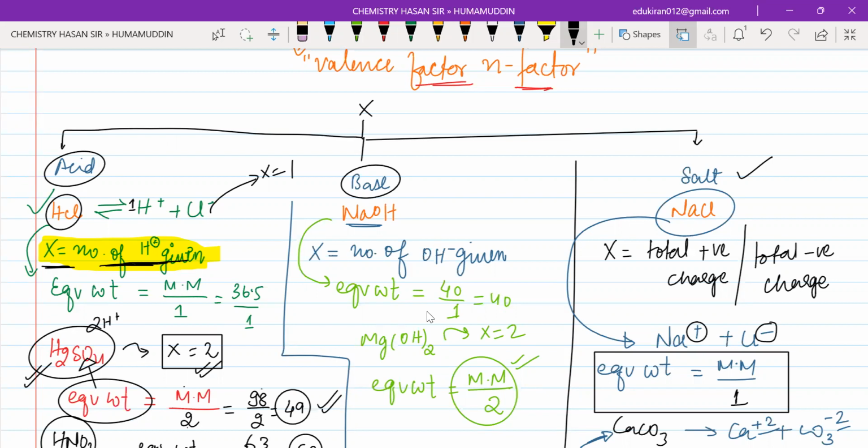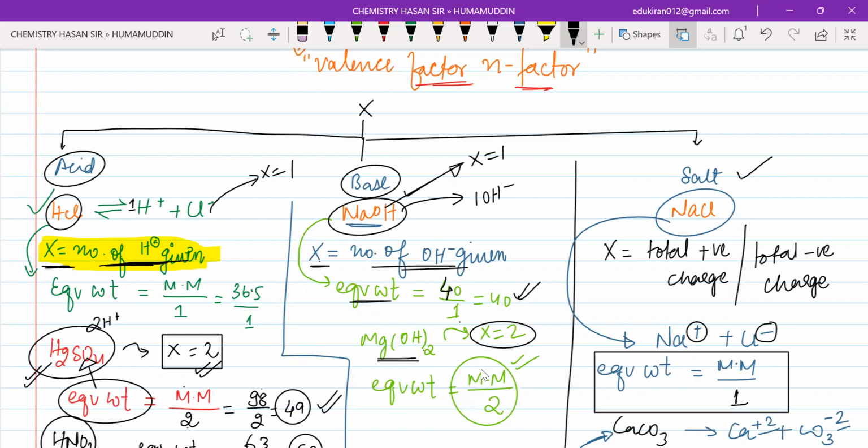Yes, sir. Now, if it is a base, you need to concentrate on X. X will be equal to number of OH- given. Now you can see this NaOH will give only one OH-. So for this NaOH, X will be equal to 1. So equivalent weight of NaOH will be equal to molar mass of NaOH, which is 40 upon 1. So equivalent weight will be equal to 40. Again, you can see Mg(OH)2 will give 2OH-. So the value of X will be equal to 2, and equivalent weight will be equal to molar mass upon 2.